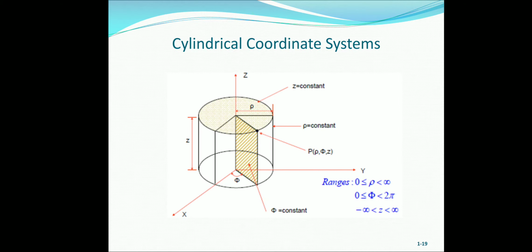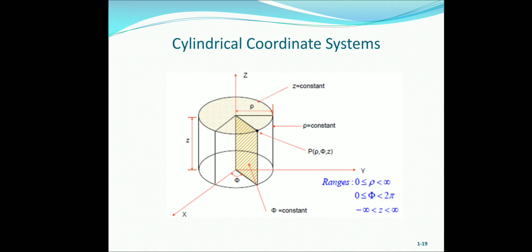Next we can see the ranges of the cylindrical coordinate system planes. Rho is a radius, so it should not be negative. The range of rho is 0 less than or equal to rho less than infinity. And phi is the phase angle. The total phase angle is 360 degrees, so phi is measured in the anti-clockwise direction with a range of 0 less than or equal to phi less than 2 pi. And z is the horizontal plane that represents the height of the point P, and it ranges from minus infinity less than z less than infinity.